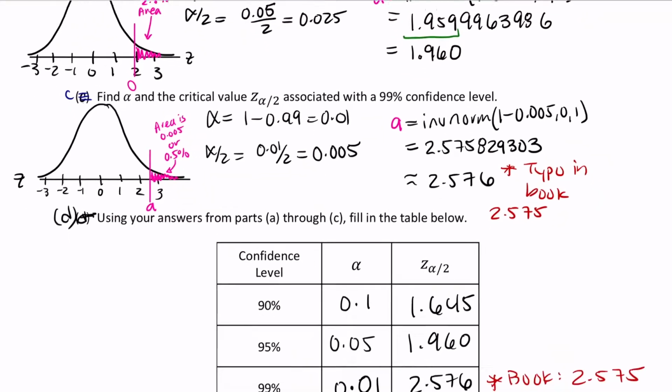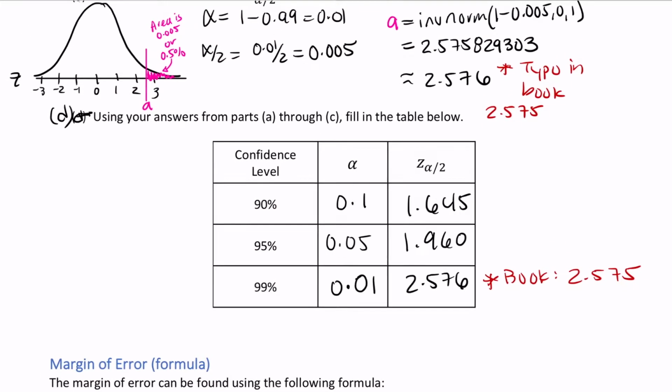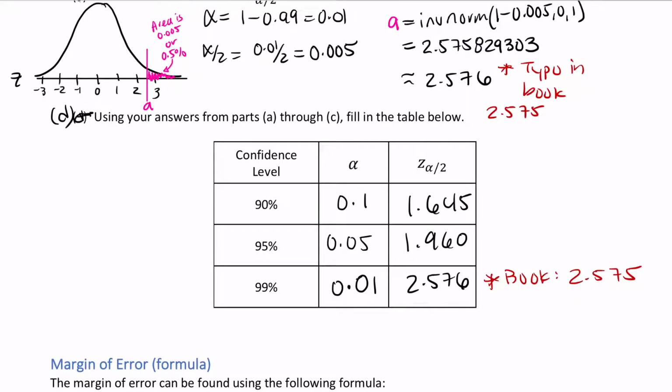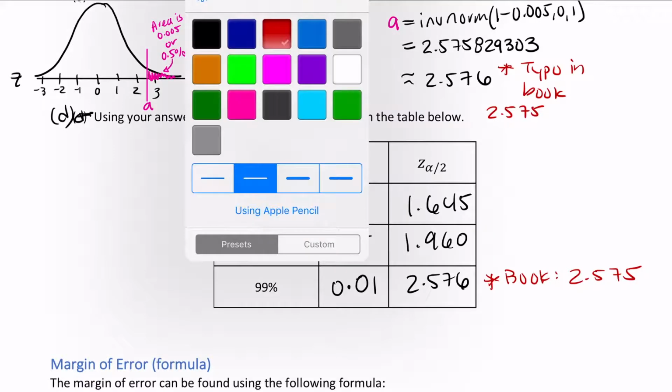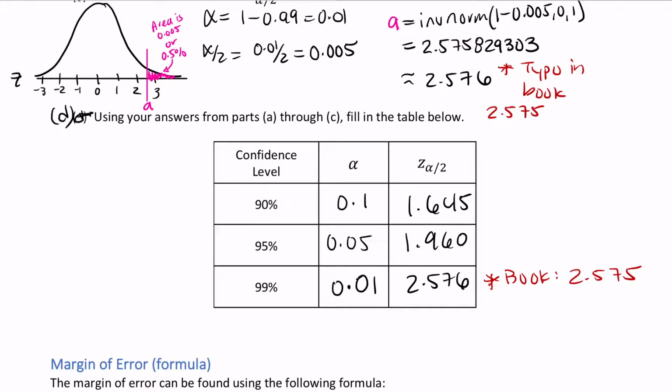Now for part B, you should have this table completely filled in now, and this will be useful. I would refer to it down the line. For a 90% confidence level, your alpha is 0.1 and your critical value is 1.645. For a confidence level of 95%, your alpha is 0.05 and your critical value is 1.960. And of course, for 99% confidence, you have 1/100th and 2.576, but use the incorrect value from the book.